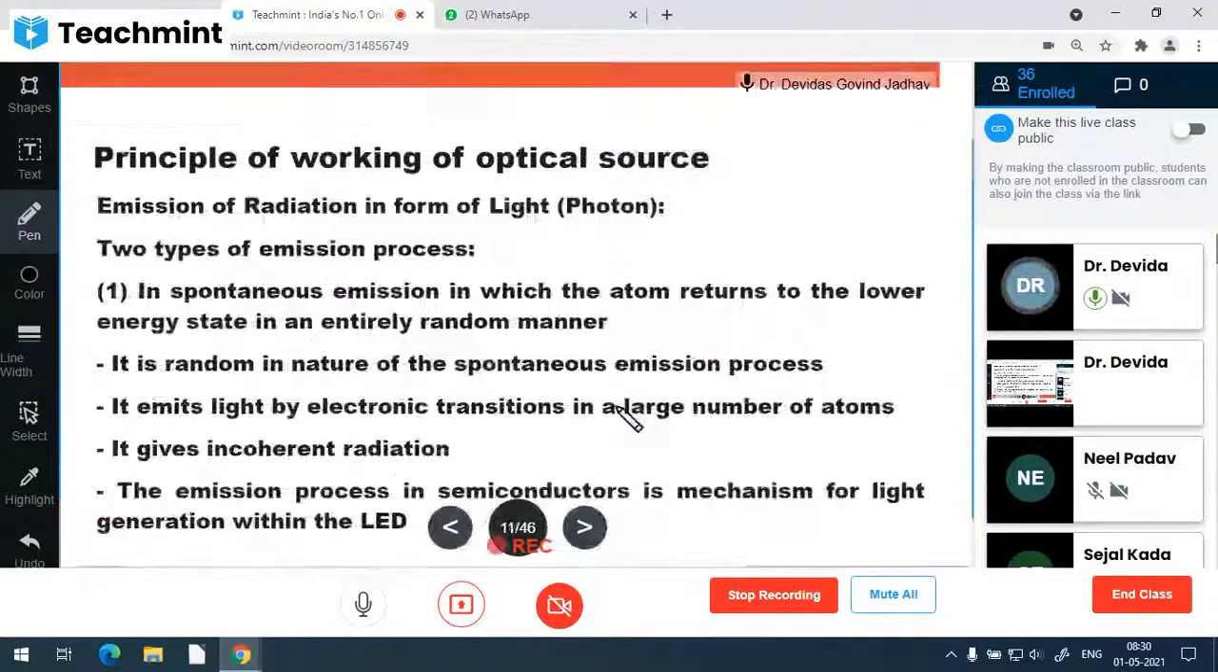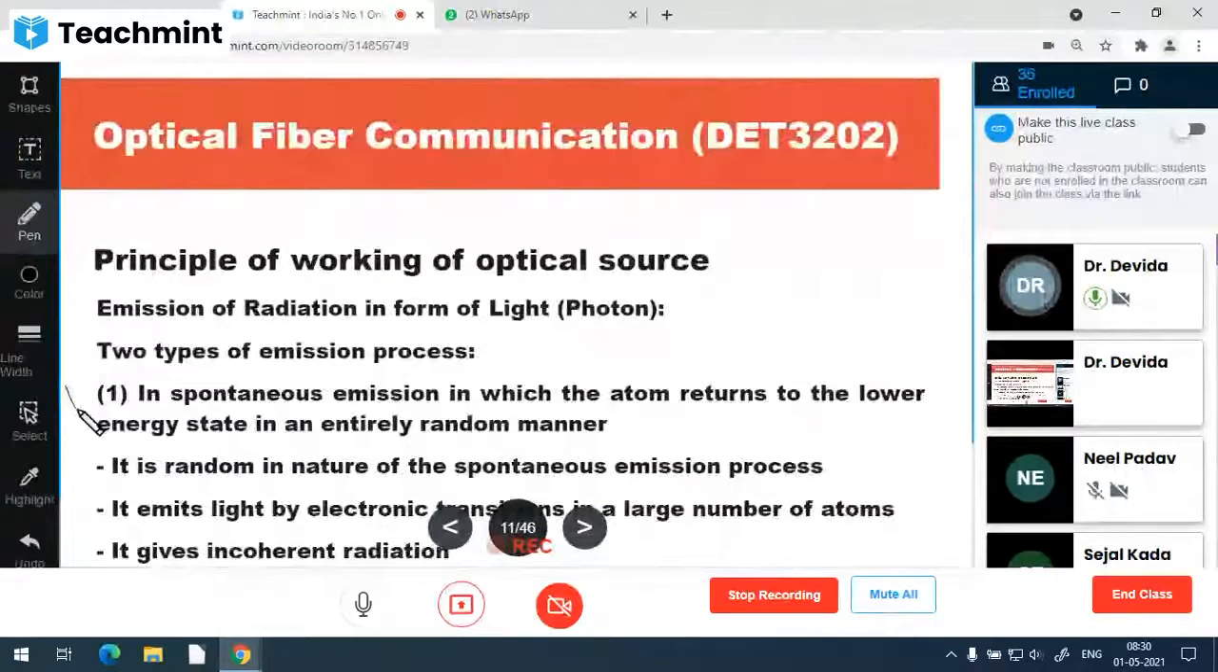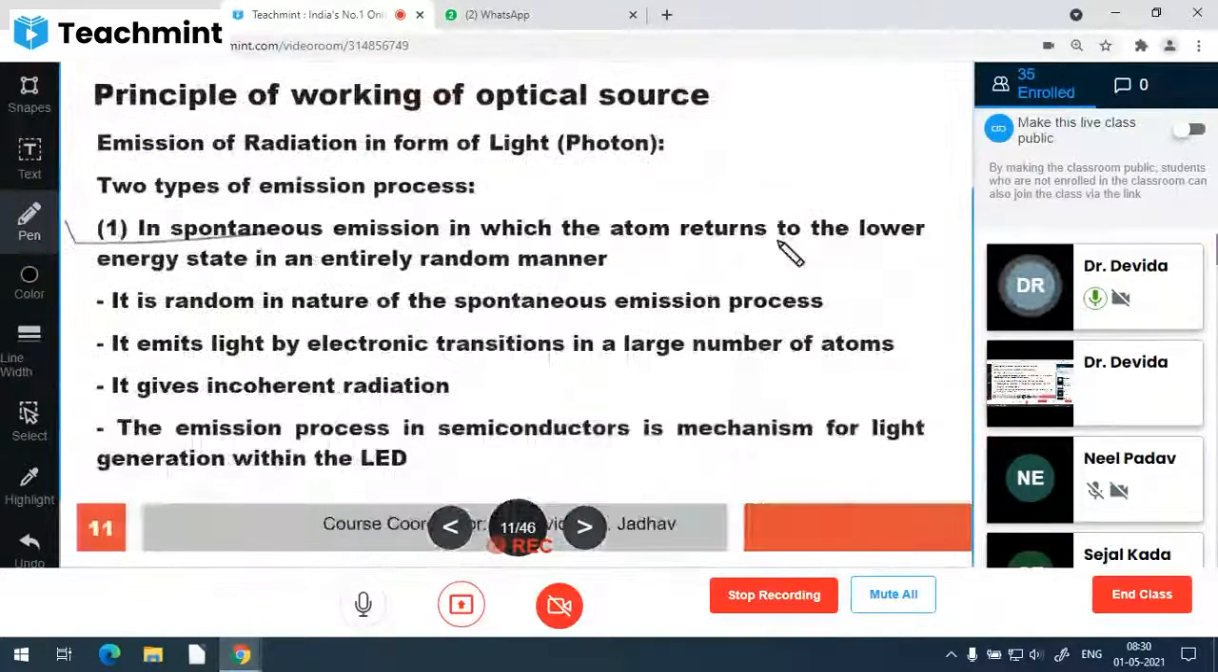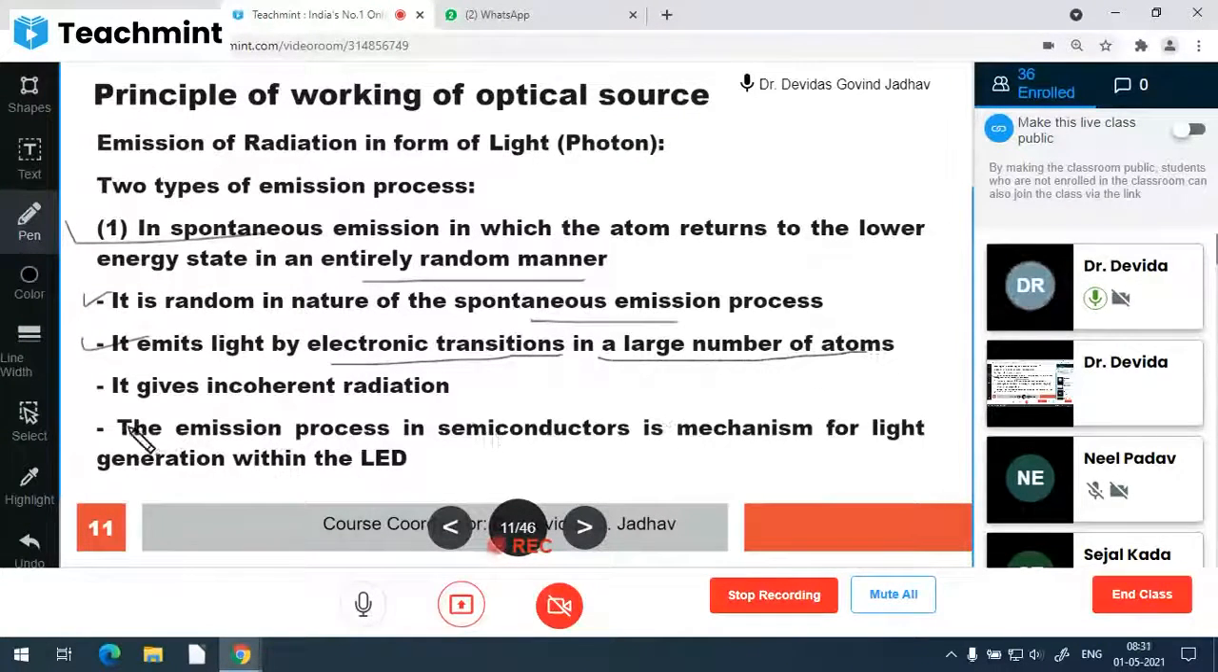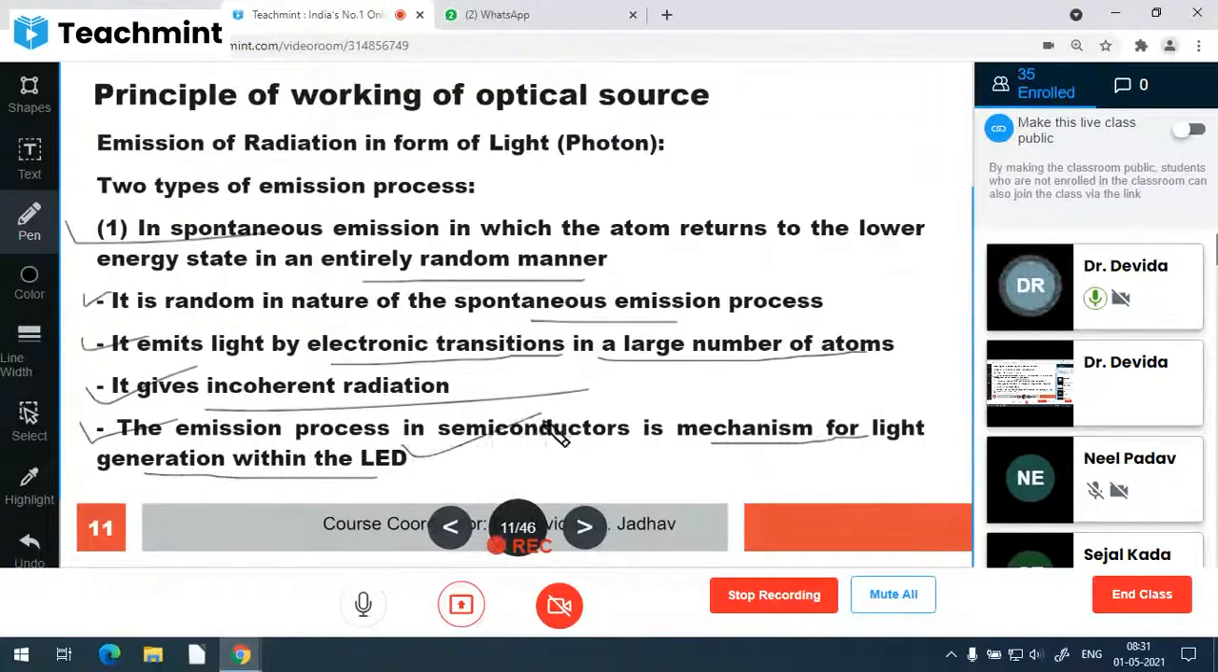Okay, there are two types of emission. If you consider the first type, that is spontaneous emission, the atom returns to the lower state in an entirely random manner. So it is random in nature, and it emits light by electronic transition in a large number of atoms. It gives incoherent radiation, and the emission process in semiconductors is a mechanism for light generation within the LED.